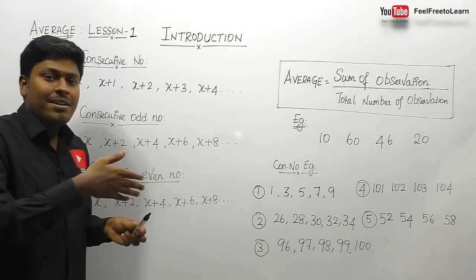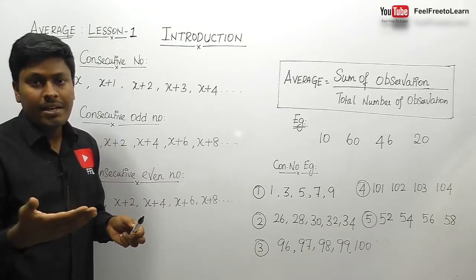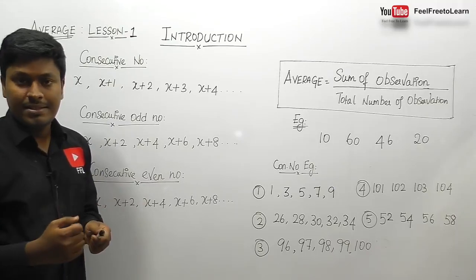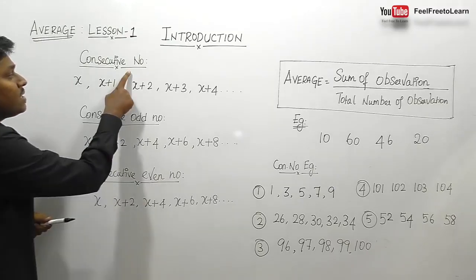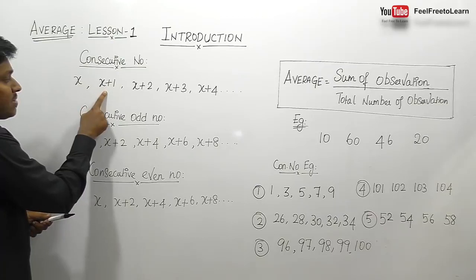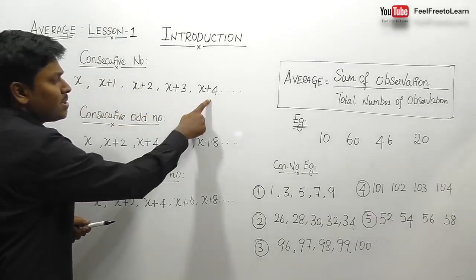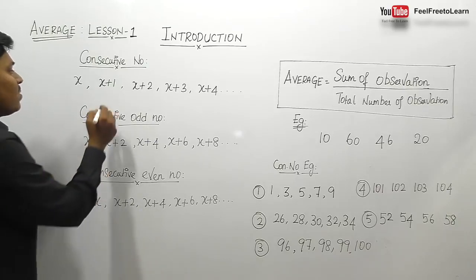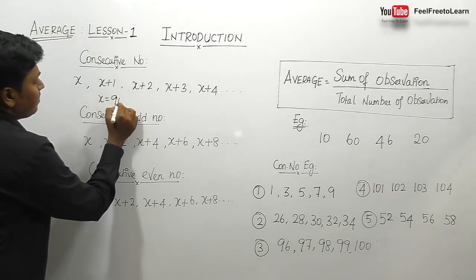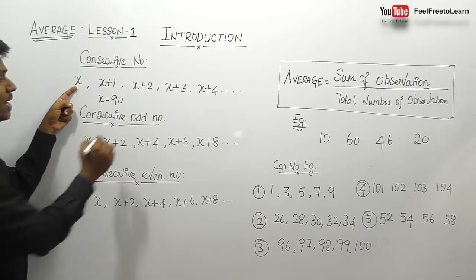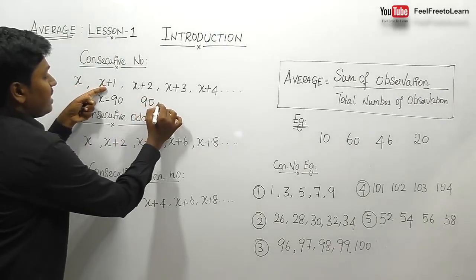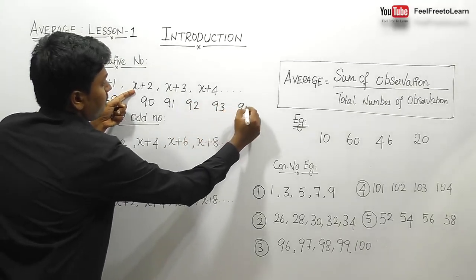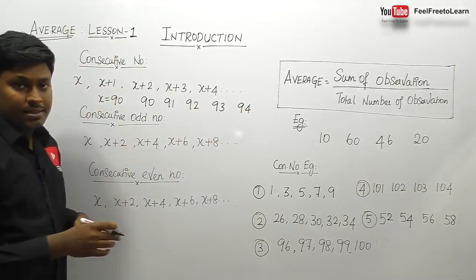For example, 991, 992, 993, 994 are also consecutive numbers. The successive numbers are what we call consecutive numbers. Listen here friends, the consecutive numbers formula is x, x plus 1, x plus 2, x plus 3, x plus 4 and so on. Just substitute any value of x. I am going to substitute x is equal to 90. Then it will be 90, 90 plus 1 will be 91, 92, 93 and 94. The resultant answer will be consecutive numbers.